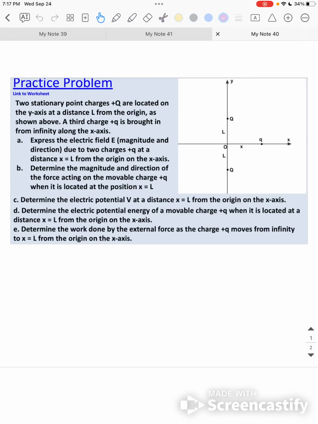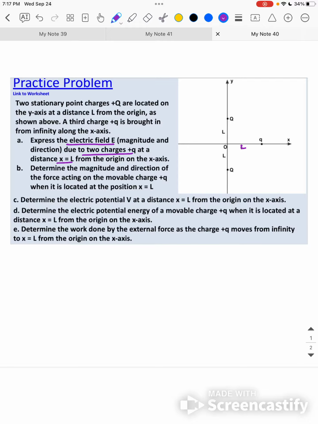So for this practice problem, it's going to take us back to everything that we've done in the previous unit, because the first step is to find the electric field of two charges, and the distance x is L. So what we have to keep in mind, and I'm just going to erase that and replace this with L.